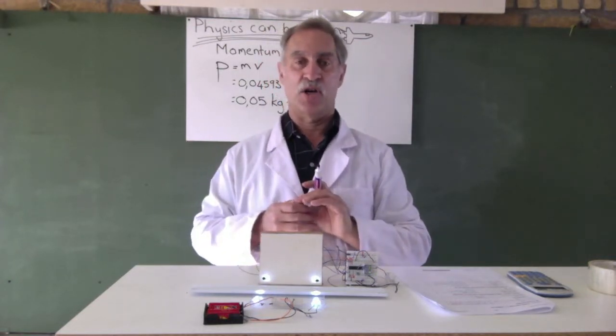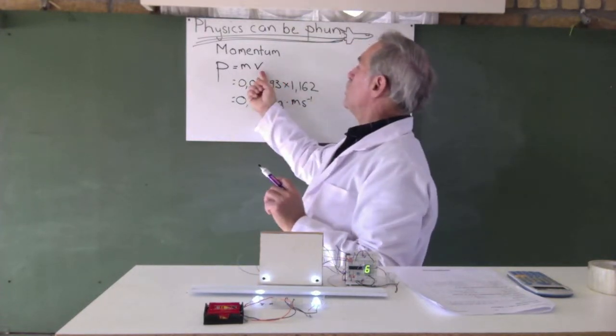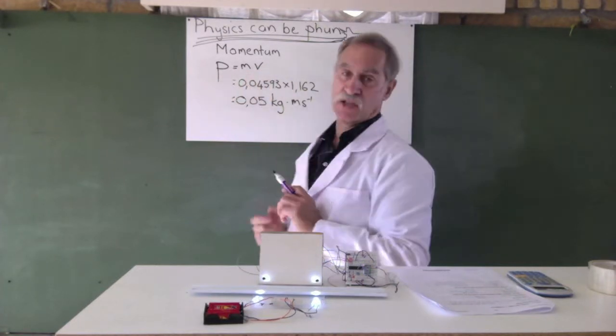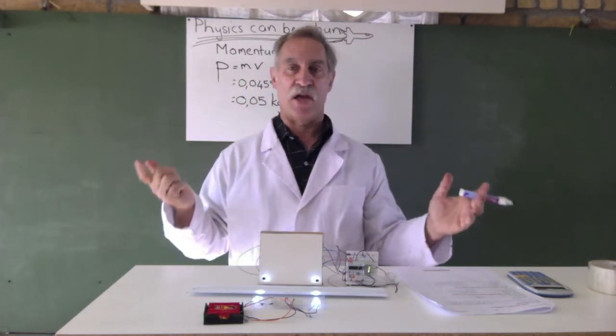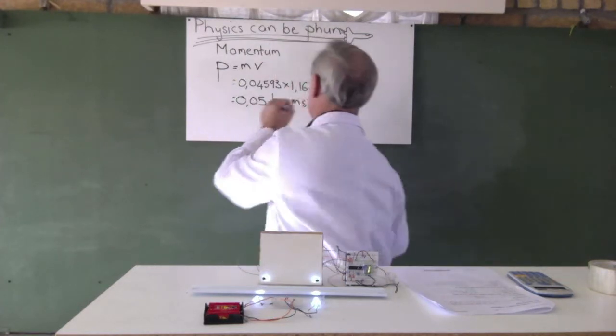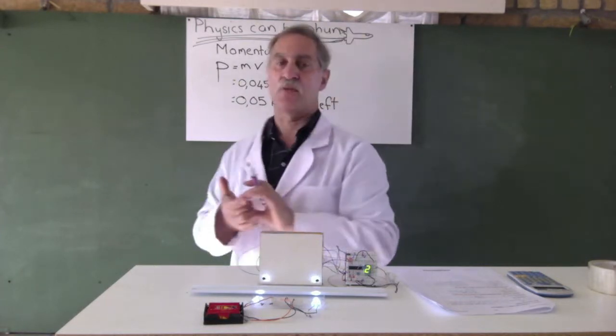But we cannot rest yet. We have to always ask ourselves, is this a vector or a scalar? Well, velocity is a vector, mass is a scalar. Vector times scalar is vector. So our answer has to have a direction. And our direction is the ball was going left. There we are, getting now our full marks.